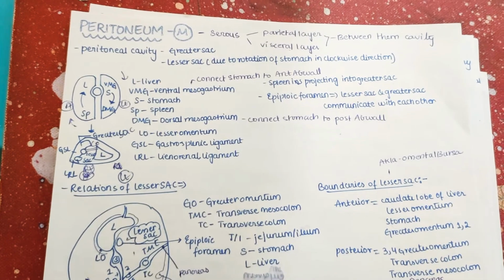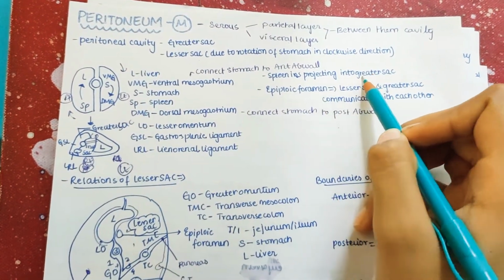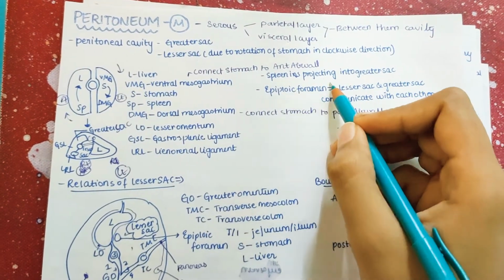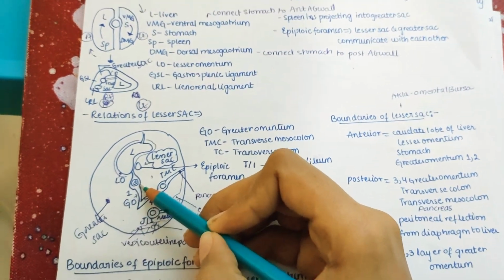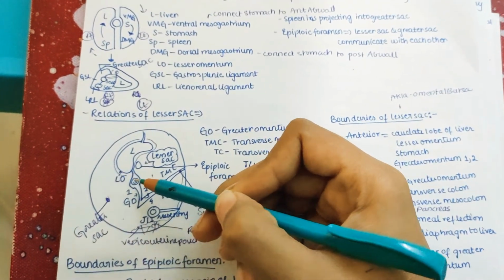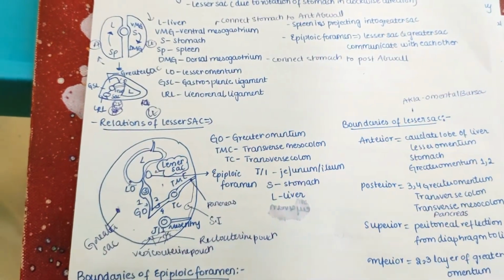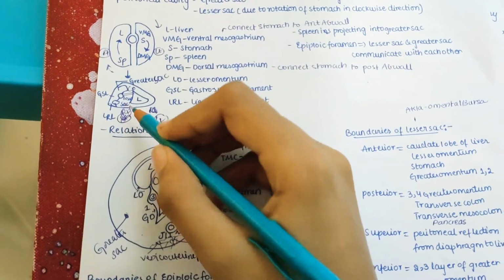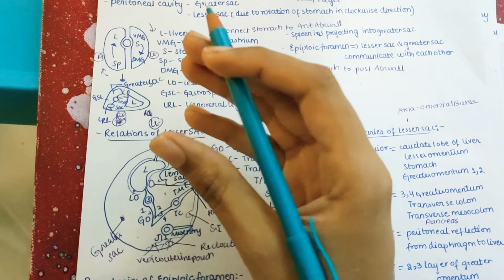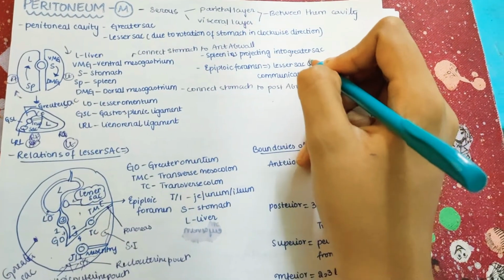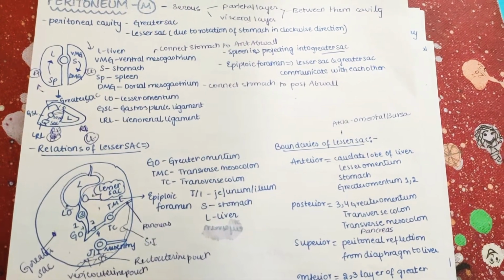Now coming to the spleen. The spleen is projecting into the greater sac. You can see here, this is the spleen and this is the greater sac. This is the stomach, and the spleen will be here. As I said, the spleen and liver are coming towards the left side, so they are projecting into the greater sac, not the omentum, the greater sac. So the spleen is towards the greater sac.